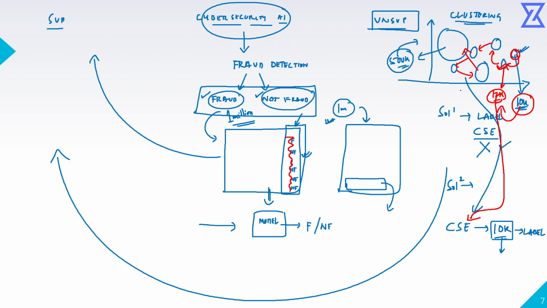So this type of problem, where you are taking the route of an unsupervised learning technique to solve a supervised learning problem, is called semi-supervised. Simply nothing but a combination of supervised plus unsupervised.